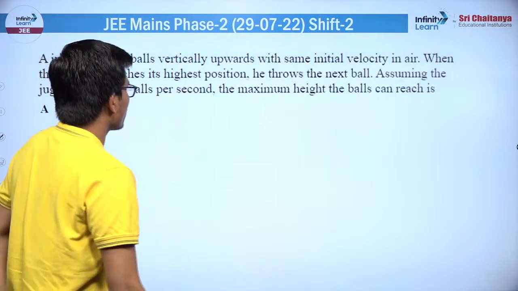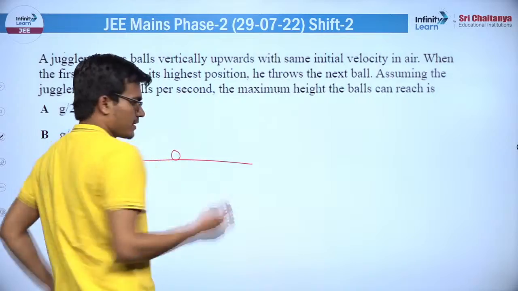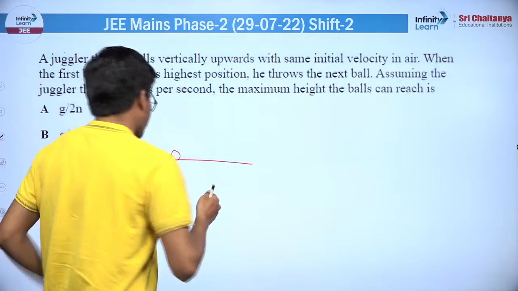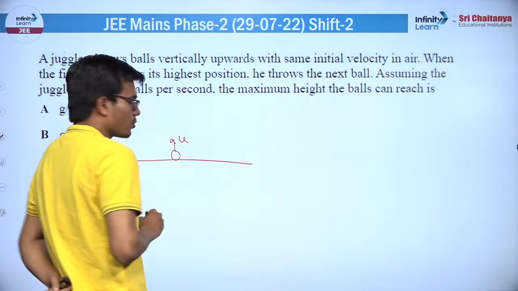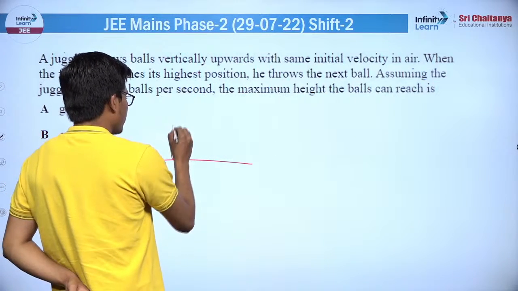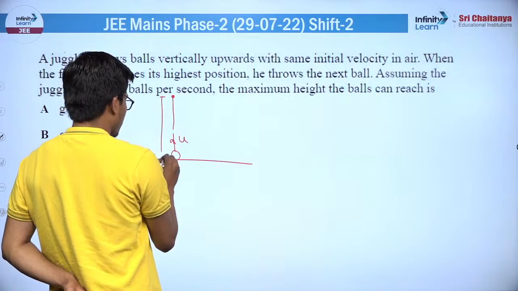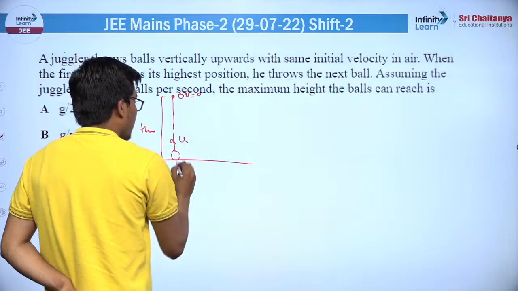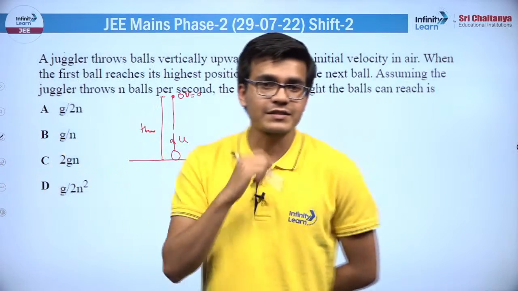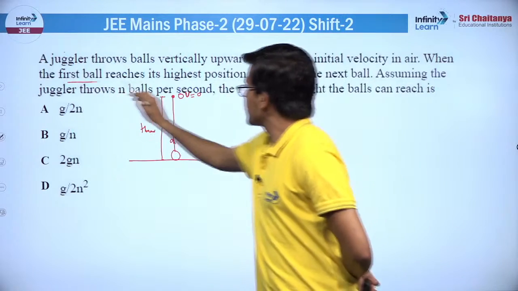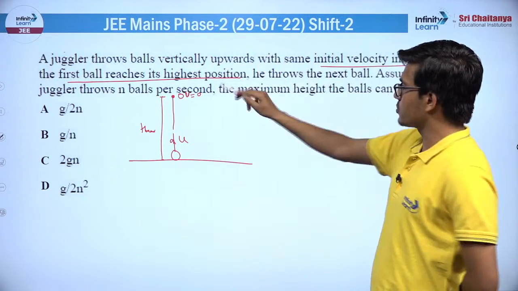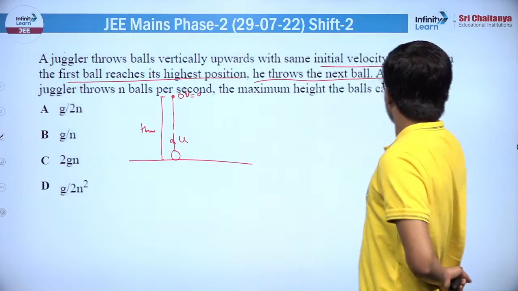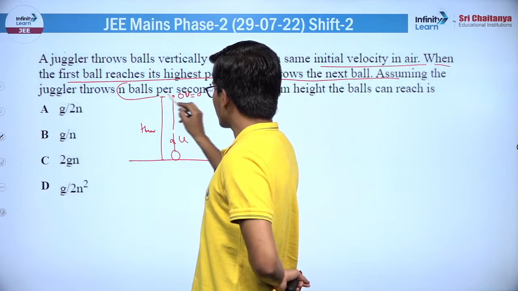A juggler throws balls vertically upward. Let's say there is a juggler, you know, the juggler throws multiple balls in the air, right? And let's say you throw a ball. So what the juggler is doing is, whenever this ball reaches the maximum height, so its speed will be 0, then he releases the second one. That is the question given. When the first ball reaches its highest position, he throws the next ball. That is the question. And the juggler throws n balls per second.